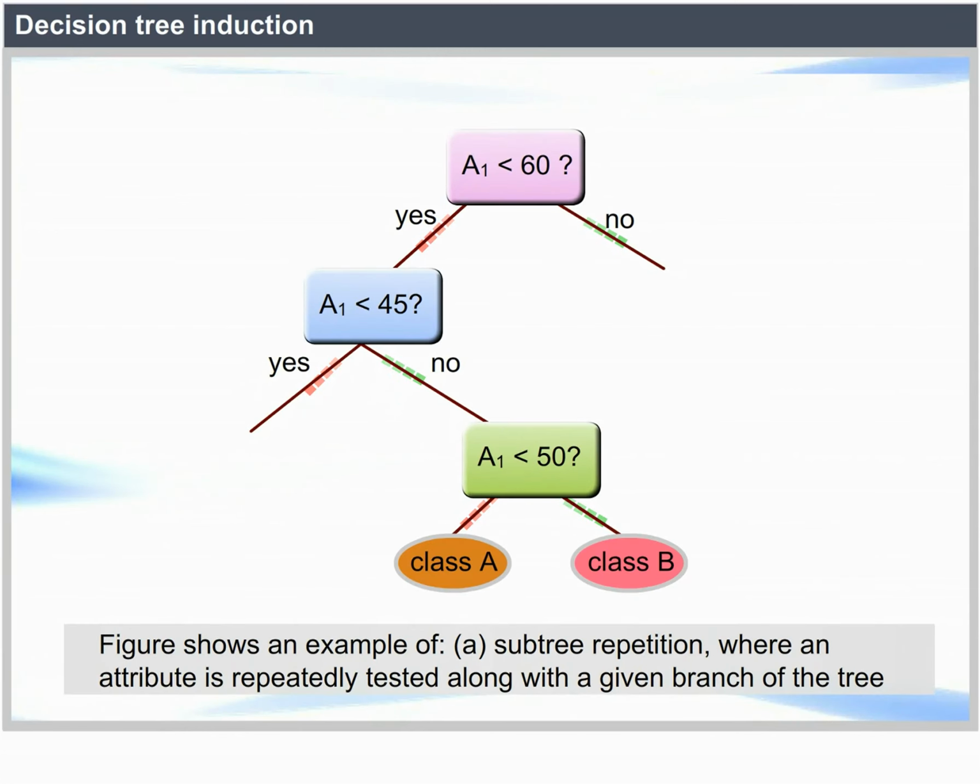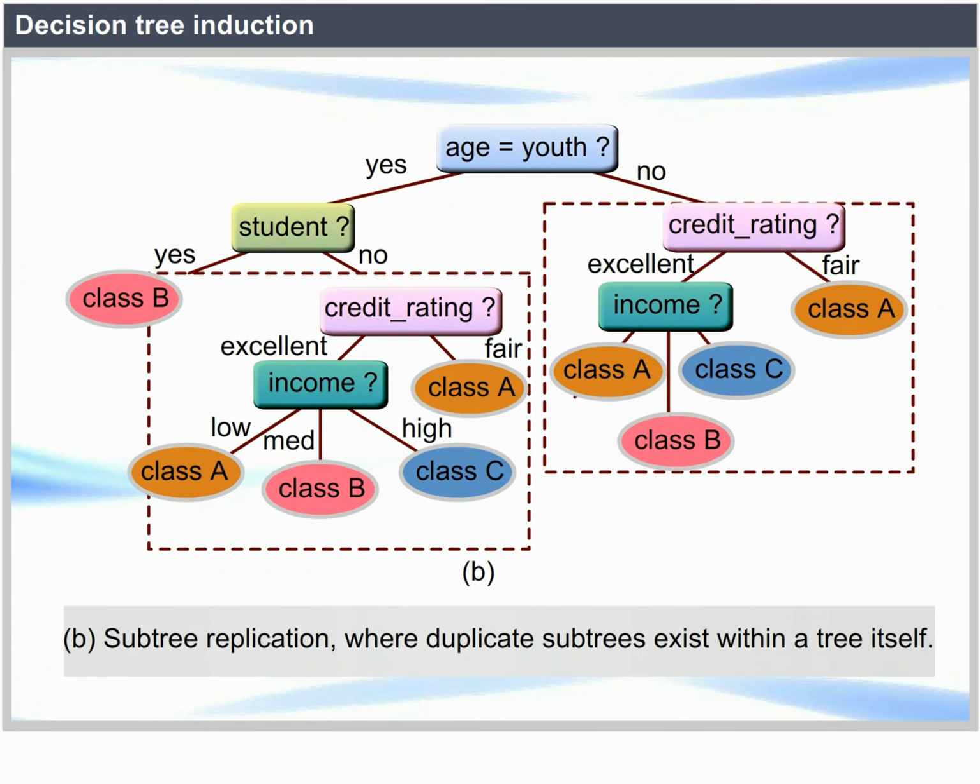The figure shows an example of subtree repetition, where an attribute is repeatedly tested along a given branch of the tree, and subtree replication, where duplicate subtrees exist within a tree.